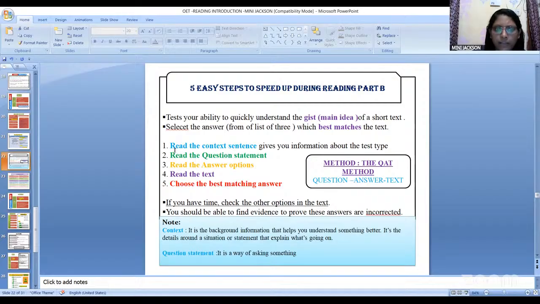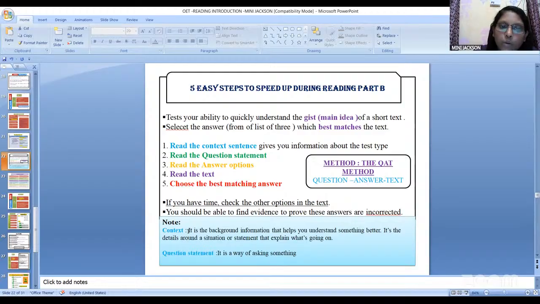Then what are the 5 steps? Read the context. What is context? It is background information that helps you to understand something better. It gives details around the situation or statement. It explains what is going on. In the context it's mentioned what is going to be in the later sentences. So you have to read the context thoroughly.